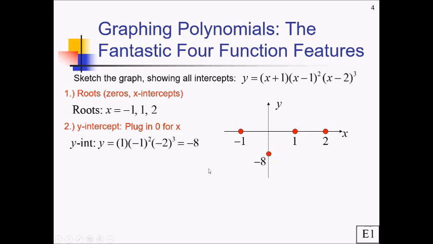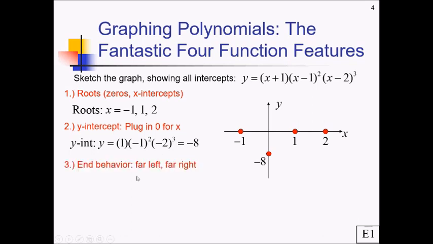All right, so we've got all our intercepts. We know our graph has to go through these points. But where does it start? Above or below the x-axis? Where does it end? And what does it actually do when it gets to the x-intercepts? So let's talk next about end behavior.